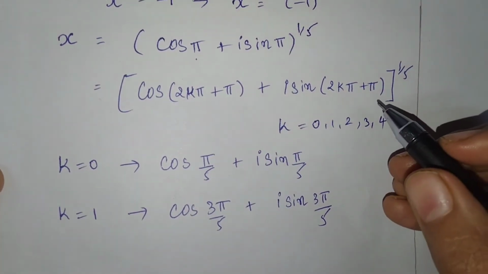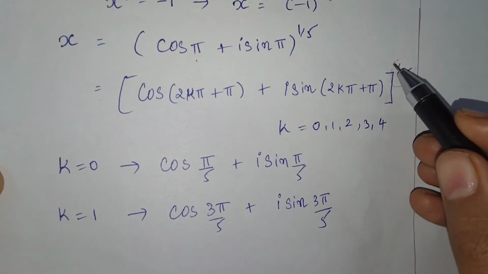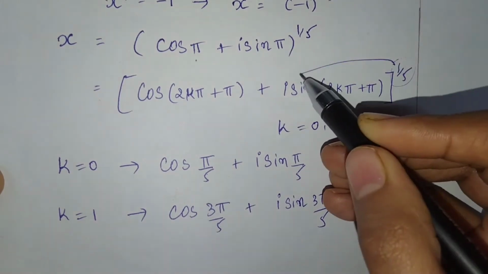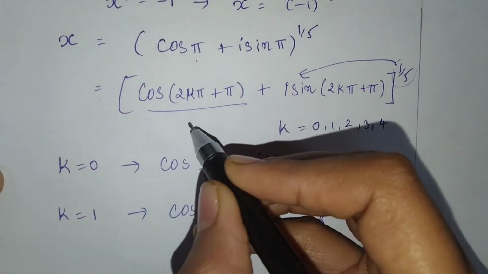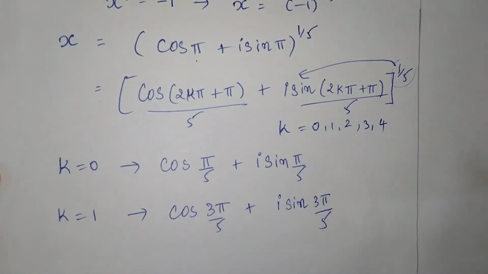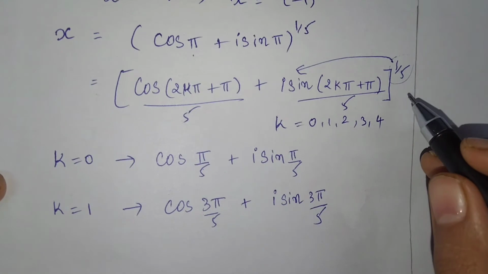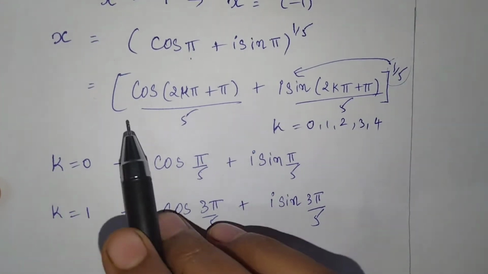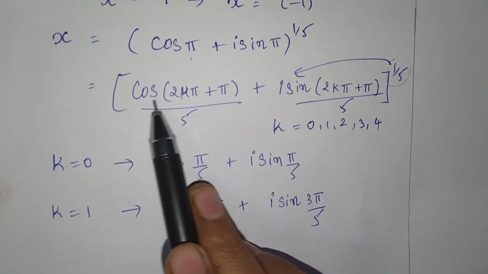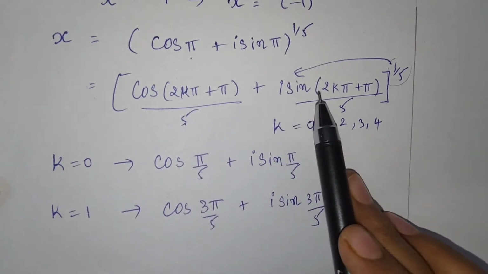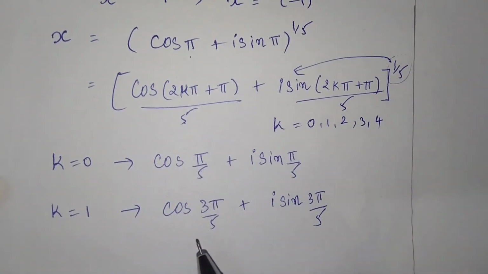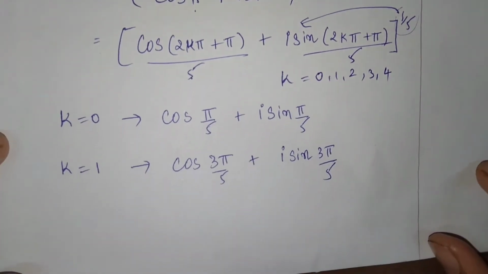Sorry, I forgot to write one step here. This 1 by 5, according to De Moivre's theorem, will come in front, so we can rewrite it as 5 here. So add that step here. According to De Moivre's theorem, the 1 by 5 comes in front, so we get cos((2k pi plus pi) by 5) plus i sin((2k pi plus pi) by 5). So here I am getting such values.